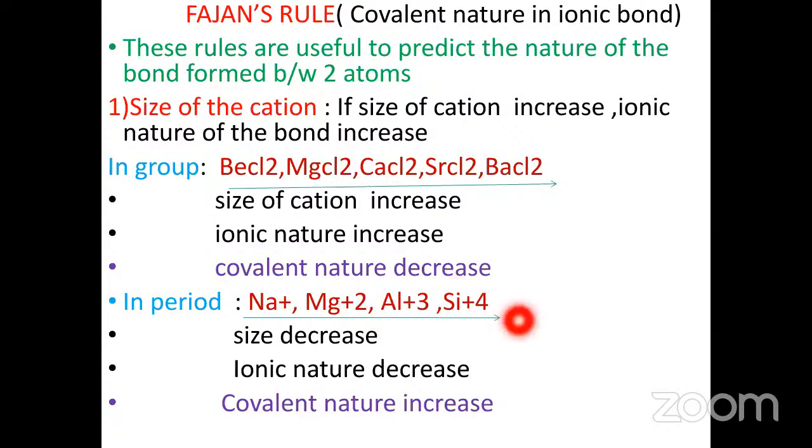Okay. Whenever the size decreases, what happens to the ionic nature? The ionic nature also decreases. Whenever the ionic nature decreases, what I told you, the ionic nature is opposite to the covalent nature. So whenever the ionic nature decreases, the covalent nature automatically increases.